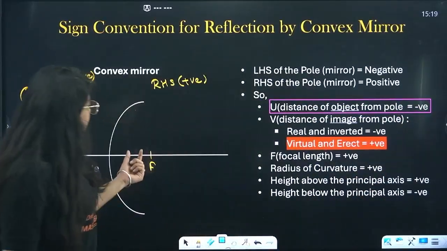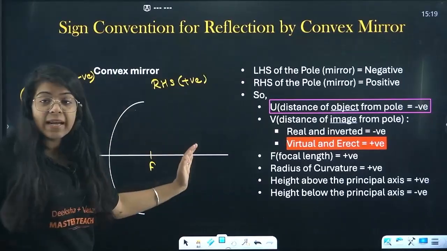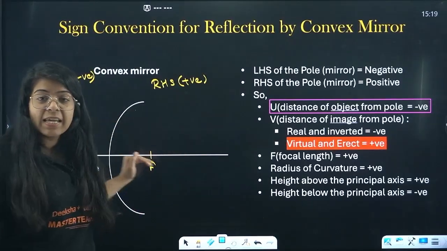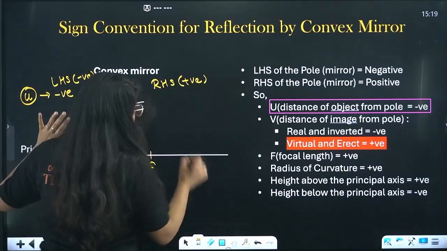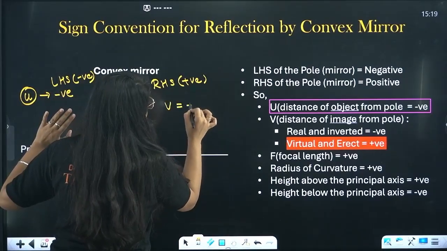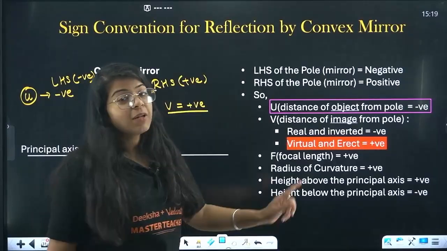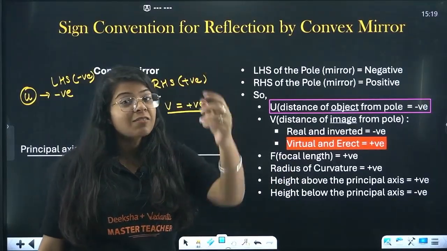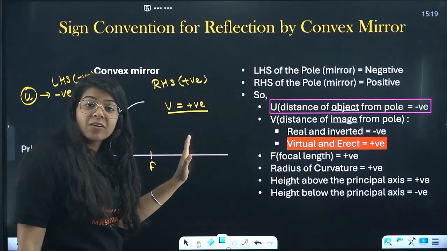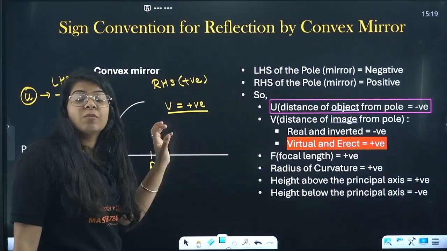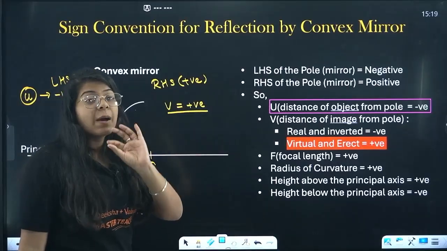Now the image is what? Virtual and direct. For virtual and direct, it is on the right hand side. We know we extended the rays backwards, so the image is on the right hand side. So v, in the case of convex mirror, is positive. That means for virtual and direct. Similarly, in the concave mirror case, the 6th one, the image was on this side, virtual and direct. So the image distance will be positive for virtual and direct, and negative for real and inverted for a mirror.